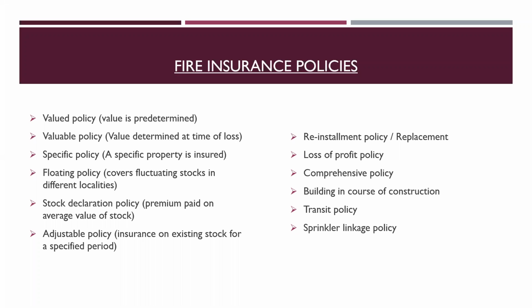The last one is sprinkler leakage policy. Most of the factories have automatic sprinklers whereby the water will be turned on when they detect smoke so that they can put off the fire immediately. But sometimes this will not work properly. The automatic sprinklers will start by themselves and the goods will be lost because of the water. This will be covered under sprinkler leakage policy. It's not linkage, it's leakage. Sprinkler leakage policy. These are the different types of fire insurance policies.